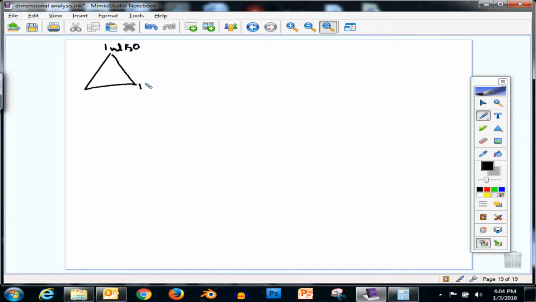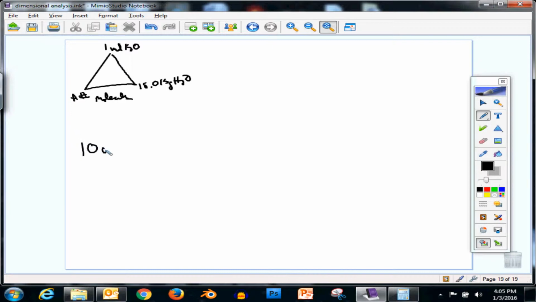Now, just because of space, I'm going to give you more space to work these problems, but you're going to have your triangle: 1 mole H2O, 18.015 grams H2O, and then Avogadro's number of H2O. Okay? And that's in molecules.